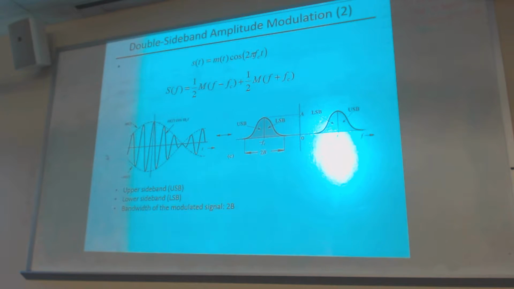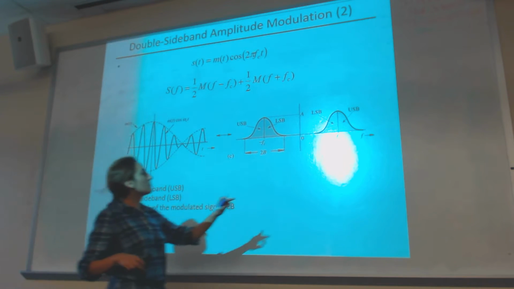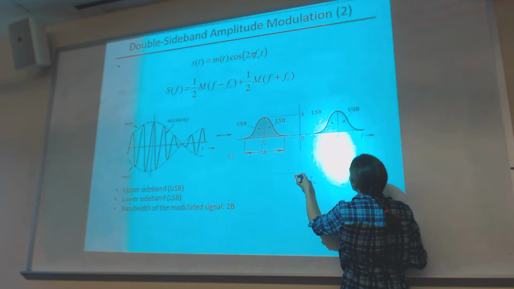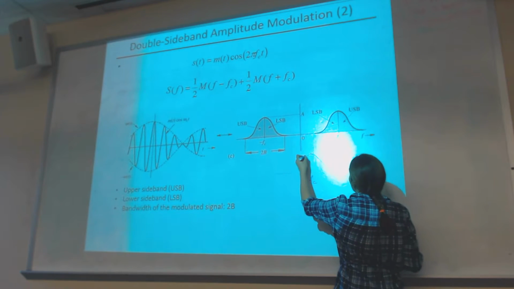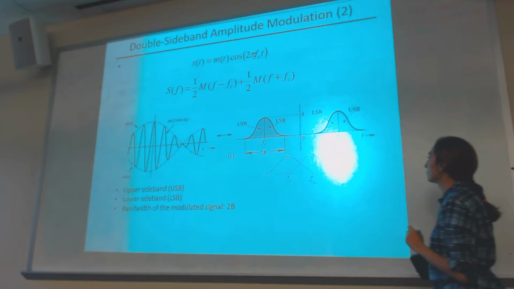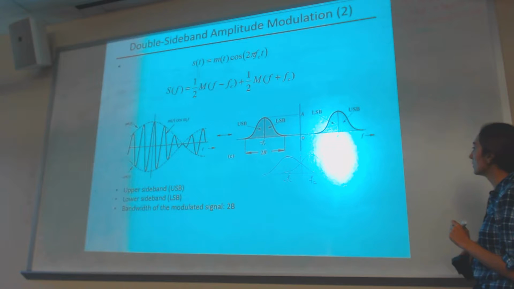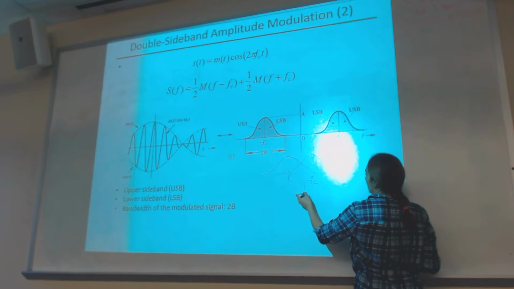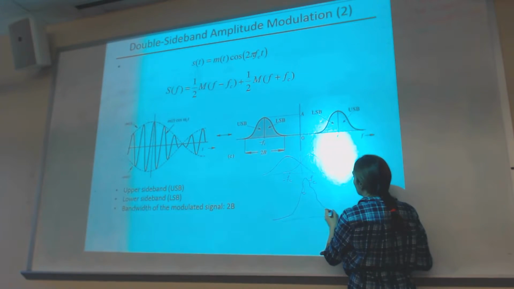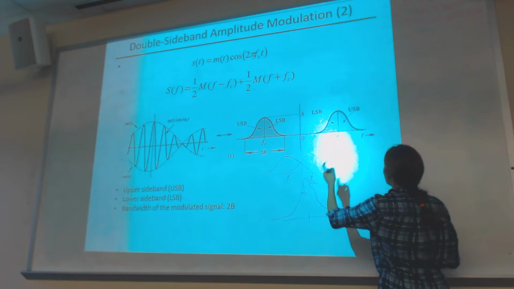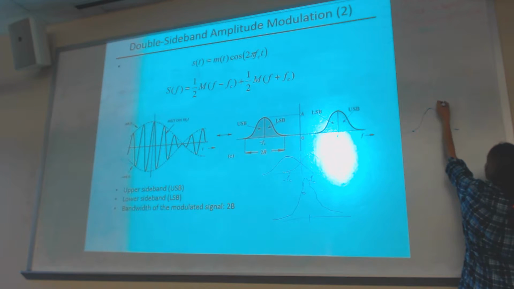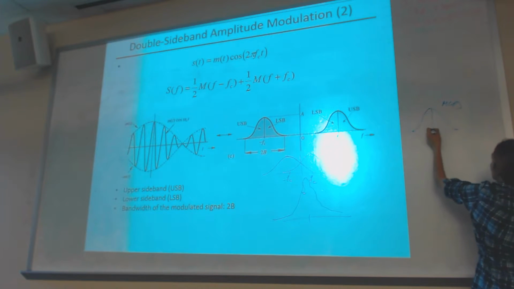Now let's look at the condition on f_c. Can f_c be very, very small? Can I pick an f_c like this, and then shift my spectrum like that? Do you think this is a good kind of modulation? After this, what I'm going to get is something like that, but the original signal has a spectrum like that. So originally I had this.